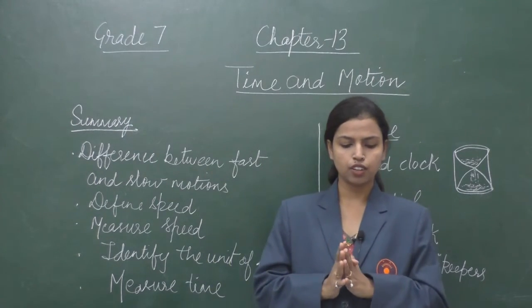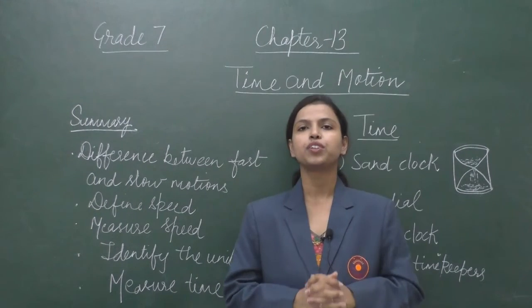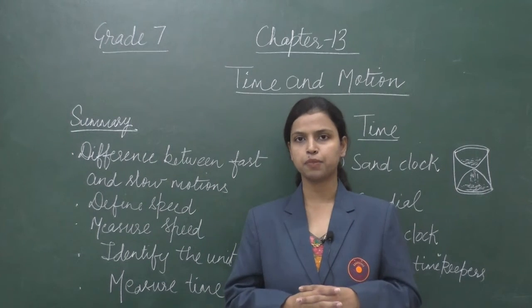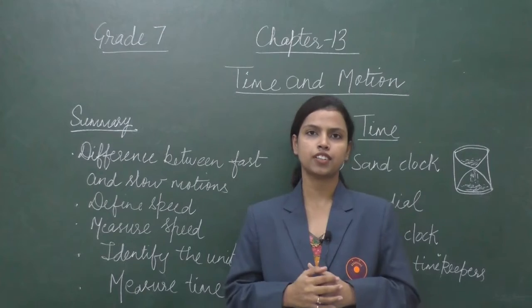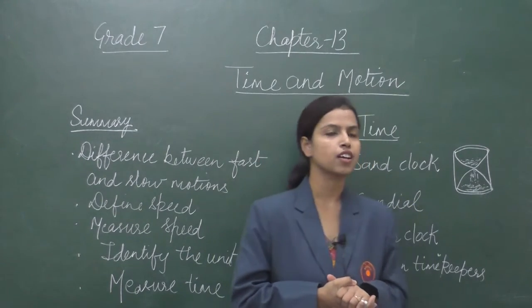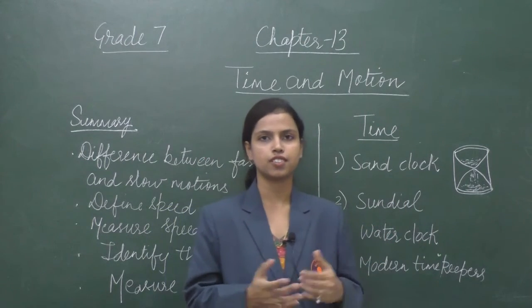To measure intervals of time shorter than a day, we use clocks and watches. The unit of time is the second and the unit of speed is meter per second. Now we are going to see how we can measure time. For that we use different types of clocks and watches. I have written a few types of clocks by which we can see the time.